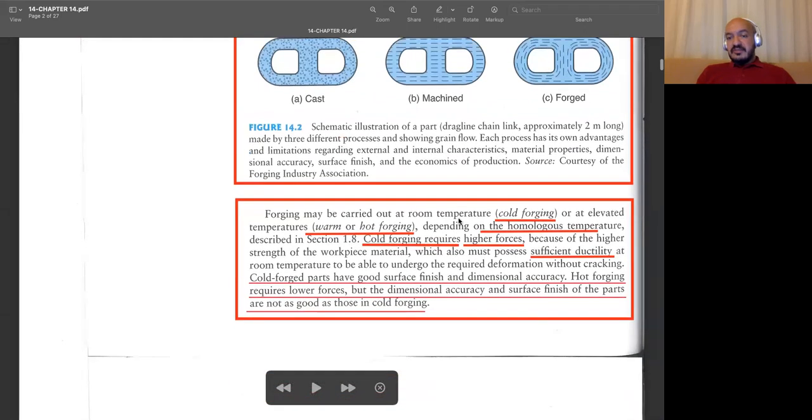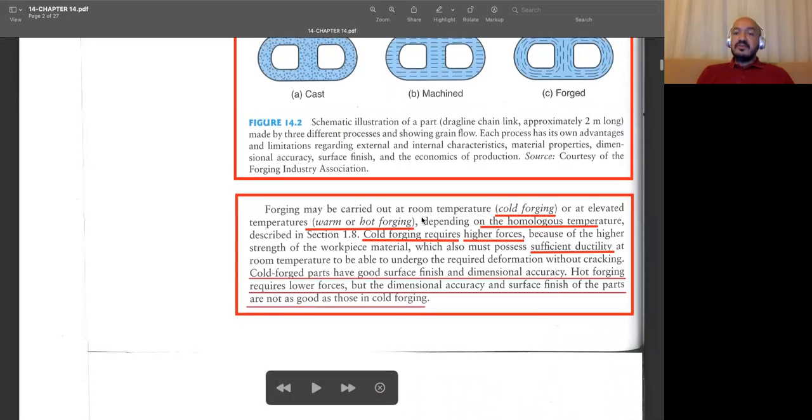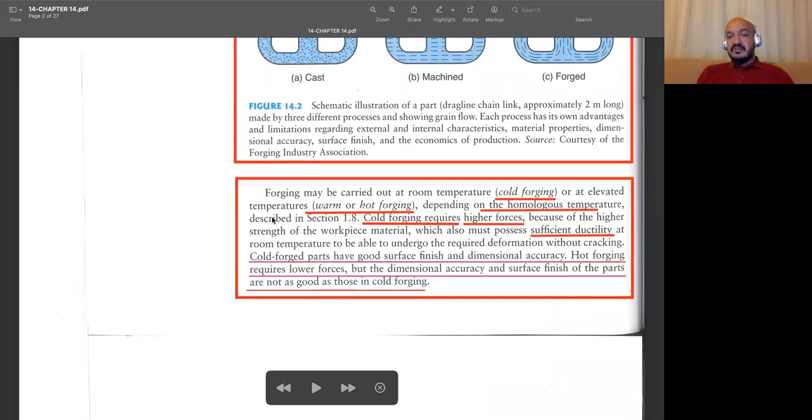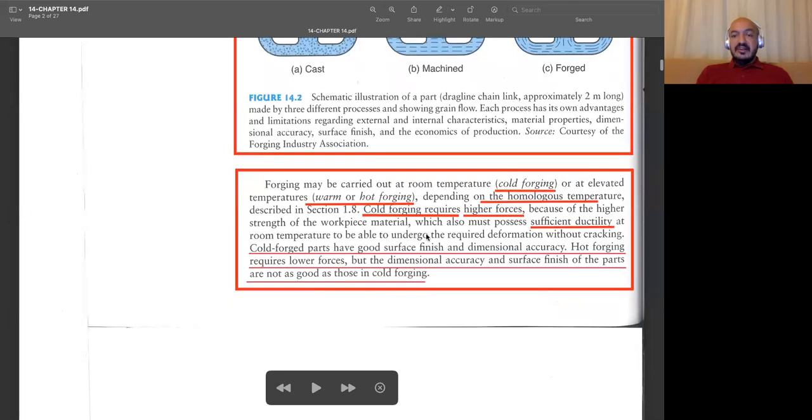We can perform this forging process at room temperature, and if that is the case, the process is called cold forging. If you increase the temperature a little bit, it's called warm forging. But if the temperature is above the homogeneous temperature, then it is named hot forging. Obviously, if the temperature is lower, then the ductility is lower, and you need to apply more force to shape the workpiece. But if you increase the temperature, then with less force, you can do the same operation.